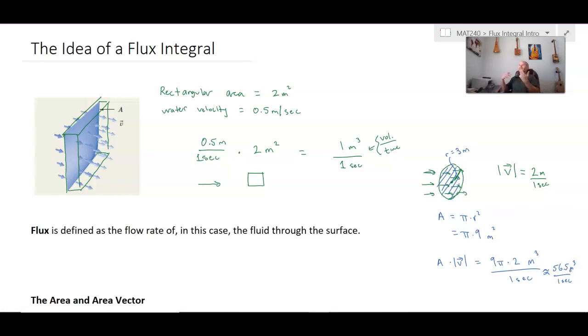Well, now that we have an idea of what flux is, we can do this for many different shapes. Right now we're making two assumptions. First off, that our surface is flat.